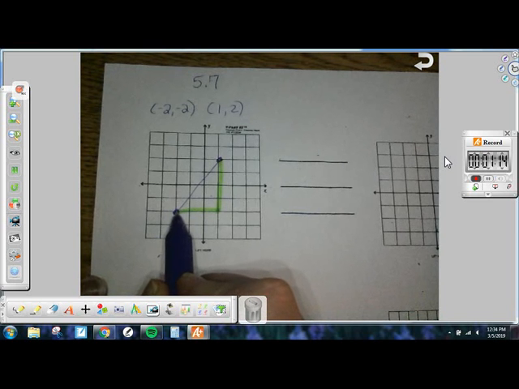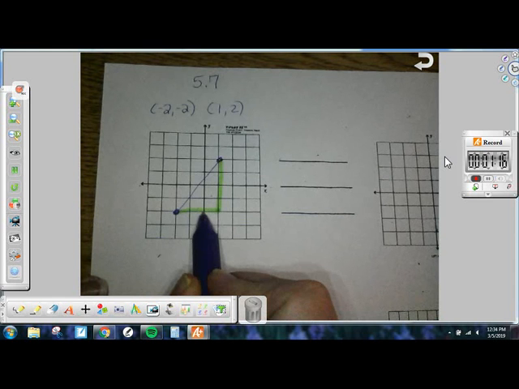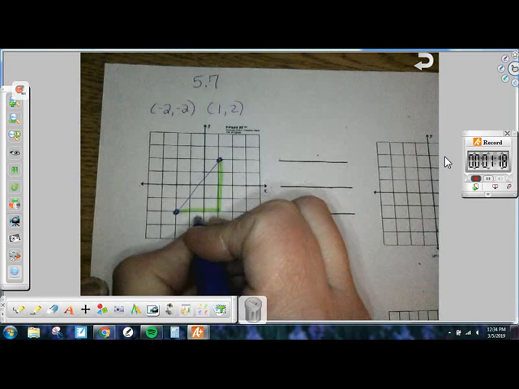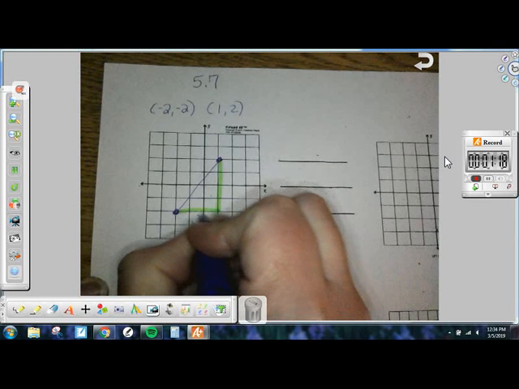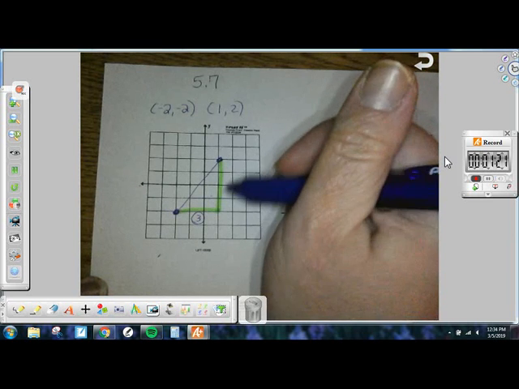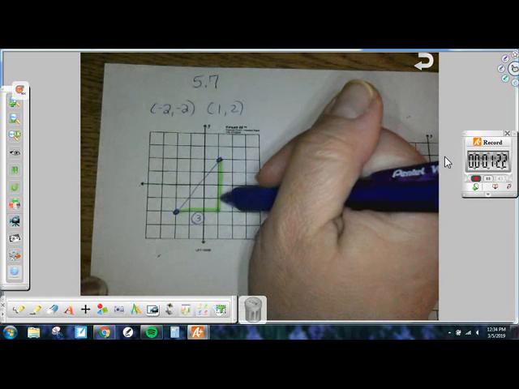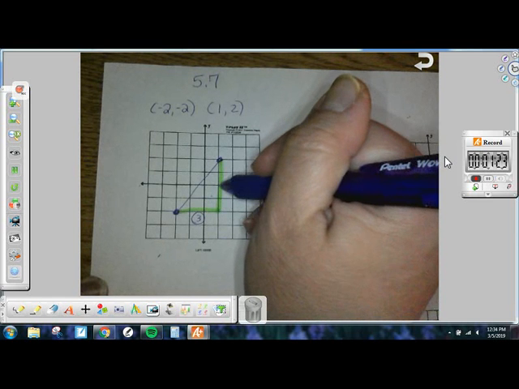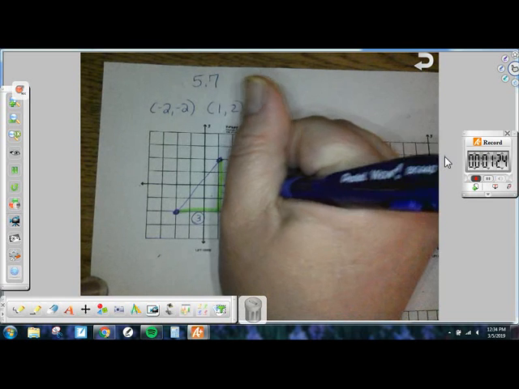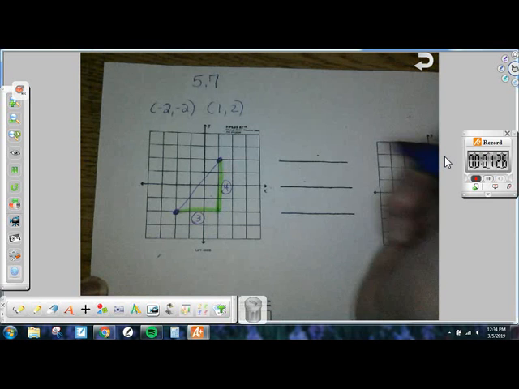Alright, moving to example number 3. The 2 points that I'd like you to plot are -3, -2, and 5, -4. Starting at the origin, 1, 2, 3, 1, 2. Starting at the origin, 1, 2, 3, 4, 5. 1, 2, 3, 4. Create my hypotenuse. Now I am going to highlight my legs.